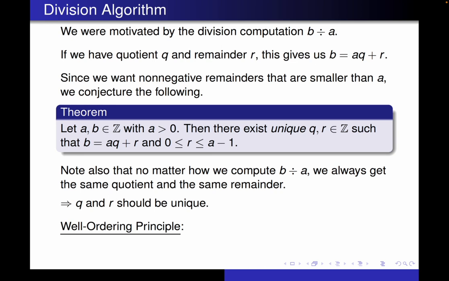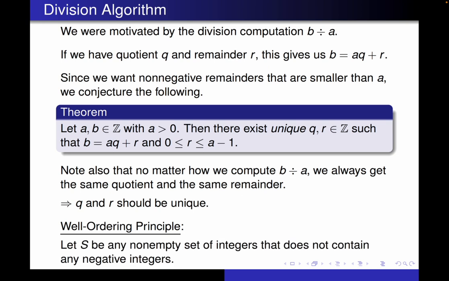The other thing that I want you to recall is the well-ordering principle. And this was our new axiom on integers that distinguishes it from other number systems like the rational numbers and the real numbers. So suppose you have a non-empty set S of integers that does not contain any negative integers. Then our conclusion is that S has a smallest element.